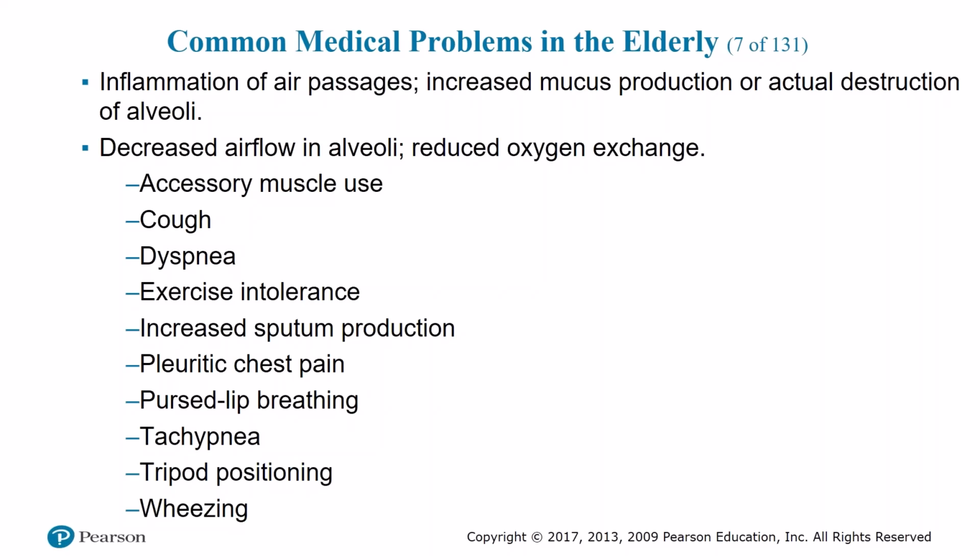Dyspnea on exercise, they can't tolerate long-term exercise, do have an increased sputum production, may have pleuritic chest pain, pursed lip, tachypnea, tripod, wheezing.